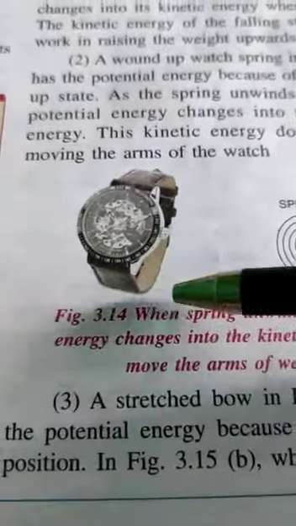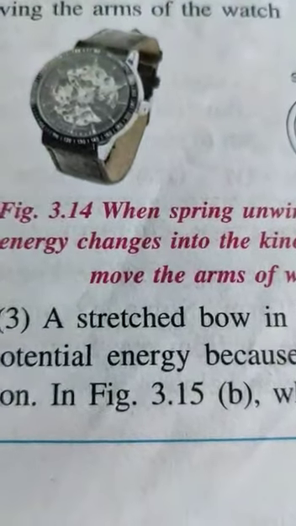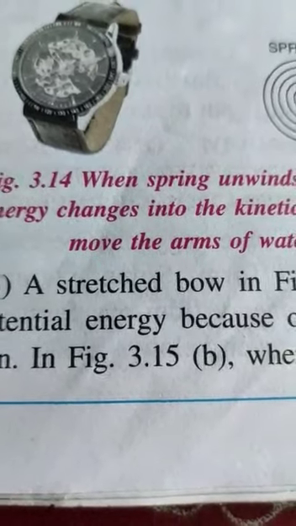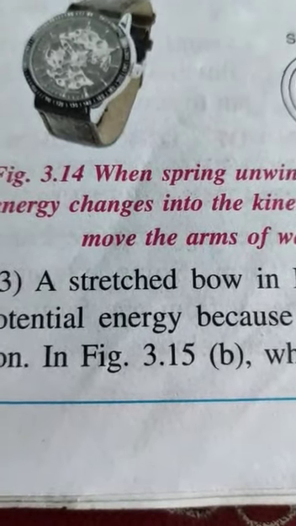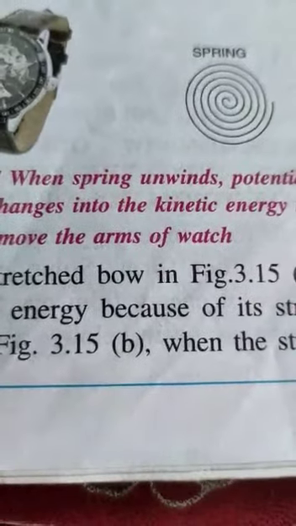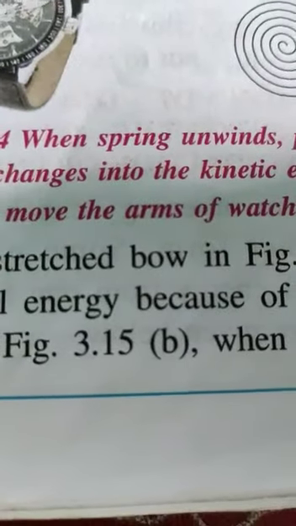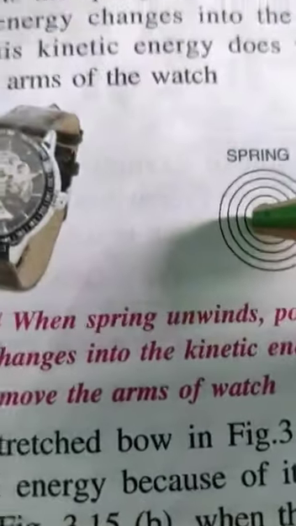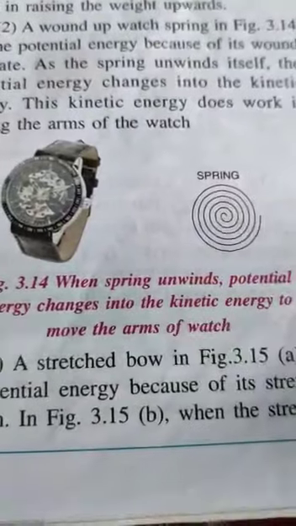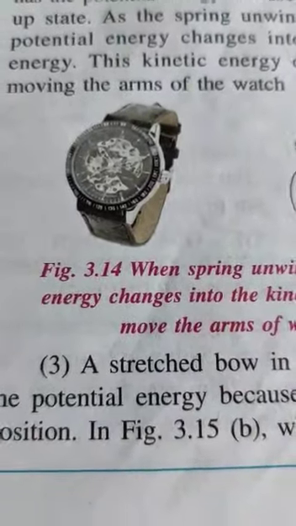Now see this figure. A wound up watch spring has potential energy because of its wound up state. As the spring unwinds itself, the potential energy changes into kinetic energy. Okay, so the kinetic energy does the work in moving the arms of the watch. When a spring unwinds, potential energy changes into kinetic energy to move the arms of the watch. So this is the conversion of potential into kinetic.